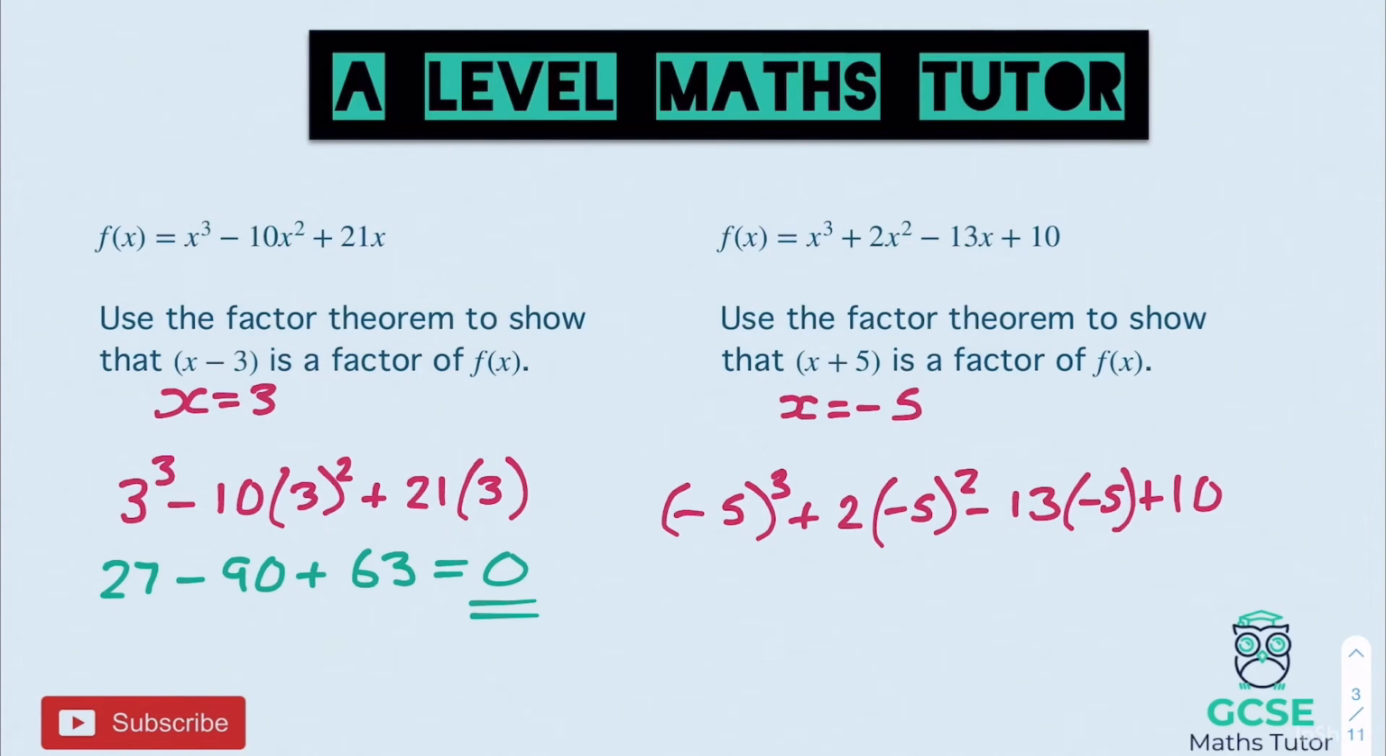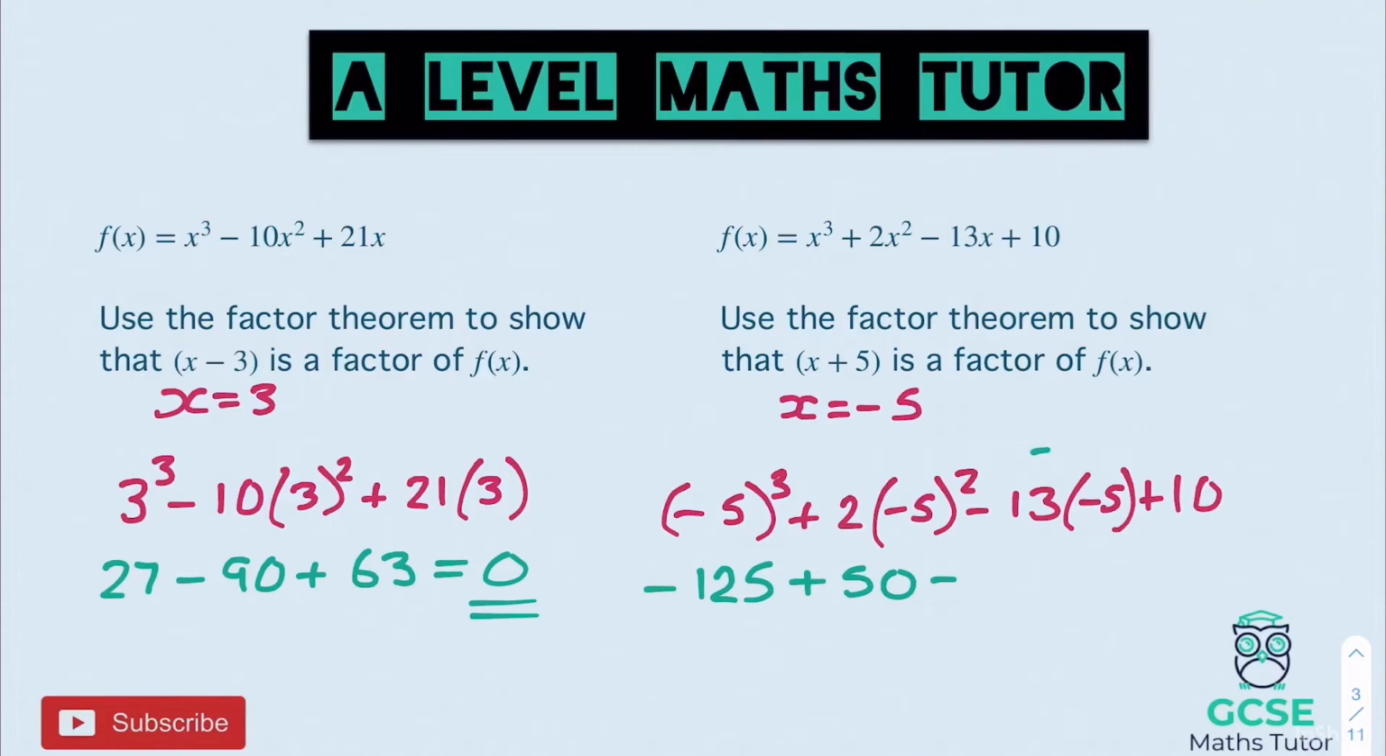Negative 5 cubed is negative 125. Negative 5 times negative 5 is 25, times negative 5 again is negative 125. Negative 5 squared is 25, so 2 lots of that is going to be plus 50. Then we're going to take away 13 lots of negative 5, so 13 times negative 5 is negative 65.